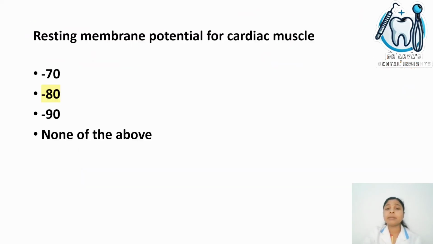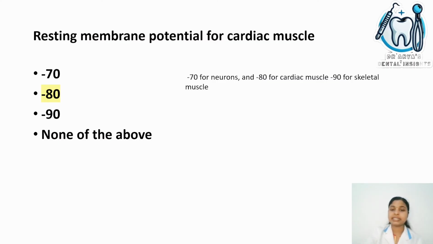Then what is the resting membrane potential for cardiac muscle? Is it minus 70, minus 80, minus 90, or none of the above? The resting potential for cardiac muscle is minus 80. For skeletal muscle, it is minus 90. And for neurons, it is minus 70.